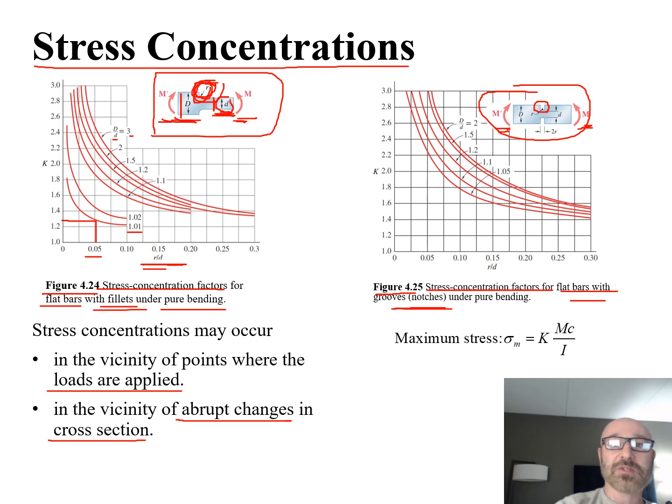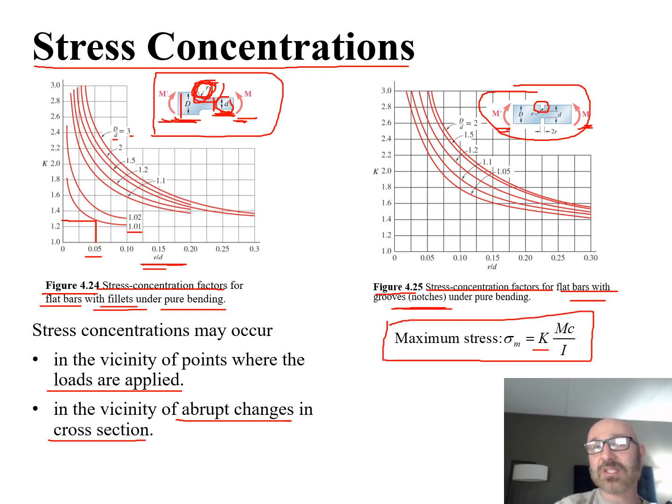And we can also calculate our max stress. Our max stress, sigma M, is equal to that stress concentration factor, that K value, times MC over I, which we've seen before. This is where these charts come in, and we can figure out our geometries based off of these charts and get it just about right. This is great when we're talking about a design process, especially as we're making these test samples to maybe back out some material properties.